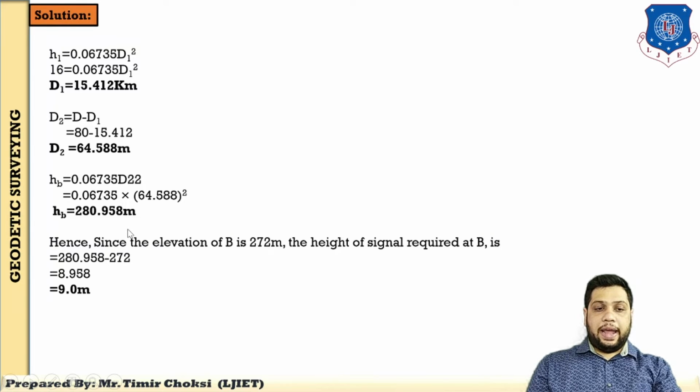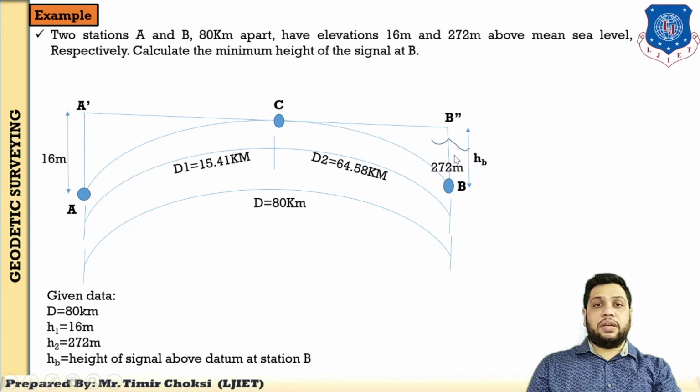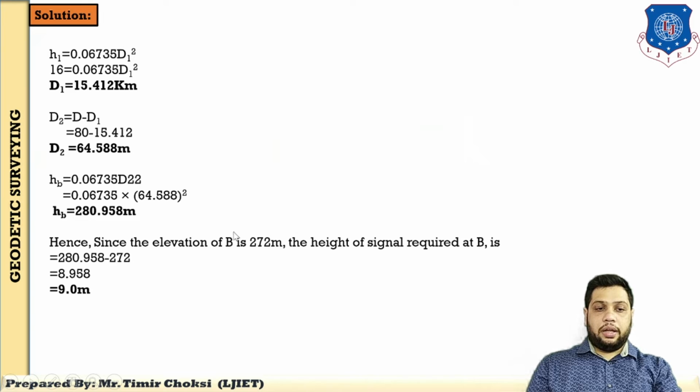But here the H2 is given as 272 meters. So these are not the same. So the final answer is: since the elevation of B is 272 meters, the height of signal required at B is 280 minus 272. So approximately 9 meters is the required height of signal at B.